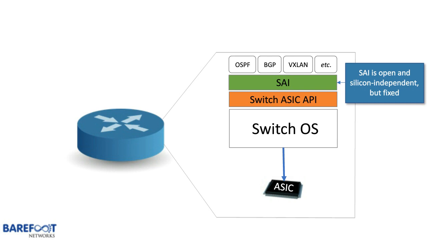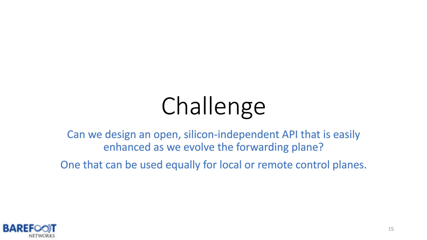And this led us to consider the following challenge. Can we design an open, silicon-independent API that is easily enhanced and extended as we evolve the forwarding plane, and one that can be used equally for local or remote control planes? If we could define such an API, then network owners could get the benefit of a silicon-independent API without having to adopt the lowest common denominator of existing fixed switching silicon.